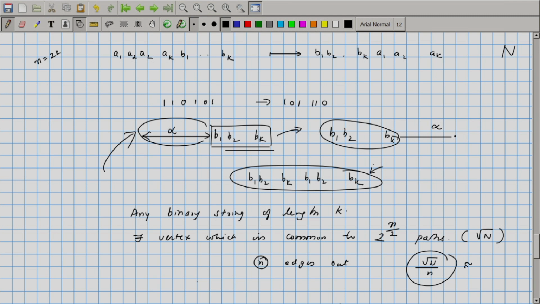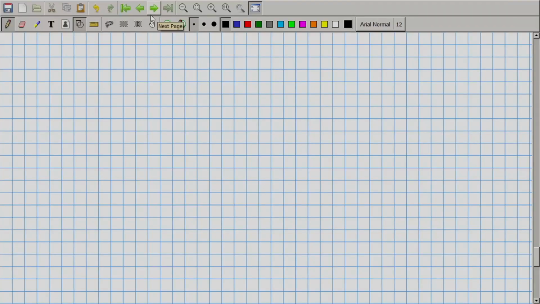Okay. So, this is approximately 2 raised to n by 2 divided by n. This is a particularly bad input for the bit fixing protocol. If you wanted to do permutation routing on a hypercube, bit fixing could perform poorly on some particular inputs. What is the way out?